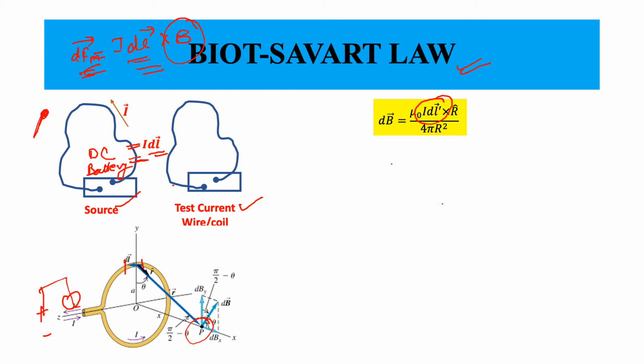So this expression for B is the infinitesimal vector dB for a current element, and this is called the current element, I dl' of the vector element, and this field is inversely proportional to the square of the distance, but the magnetic field will be perpendicular to the vector.